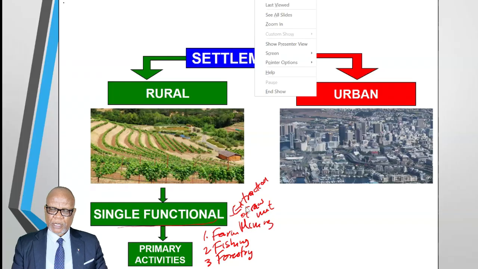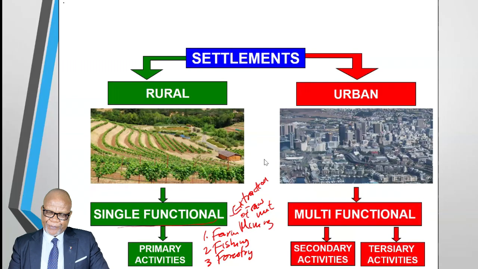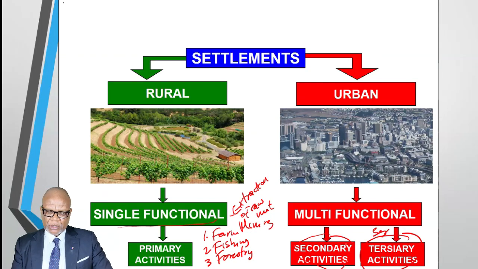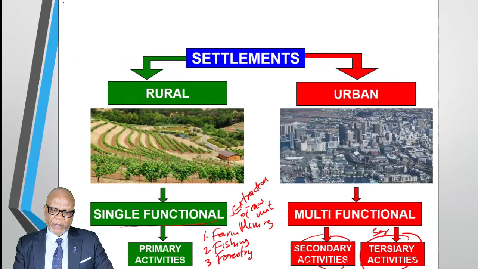When we say settlements are urban, it means those settlements are multifunctional. So your urban settlements have got two types of activity: secondary activities and tertiary activities. What is tertiary activities? This is services, and secondary is manufacturing. So this is classification of settlements according to function.